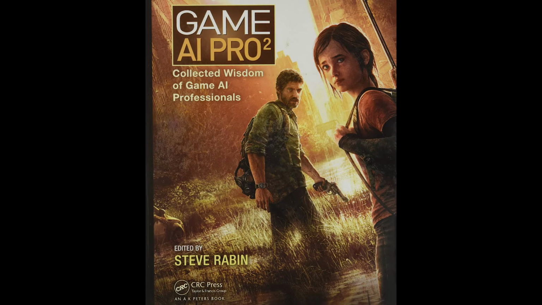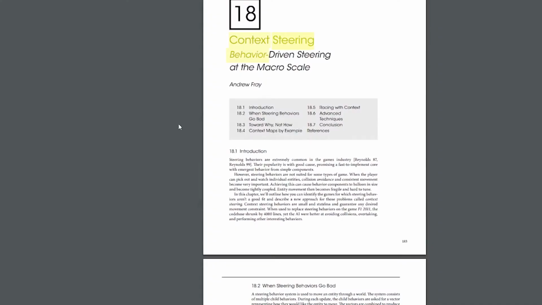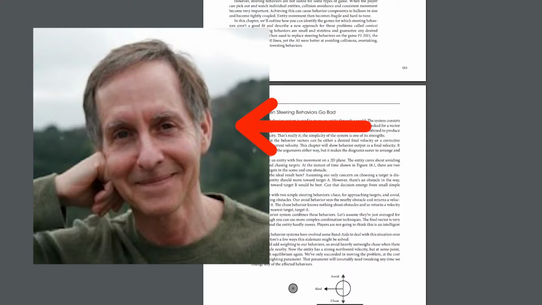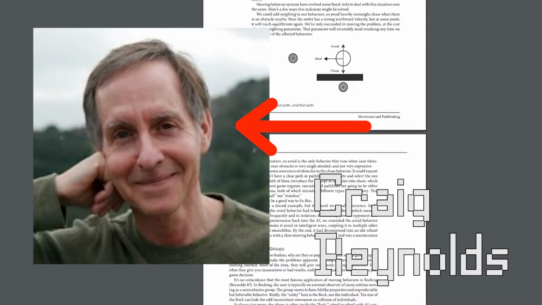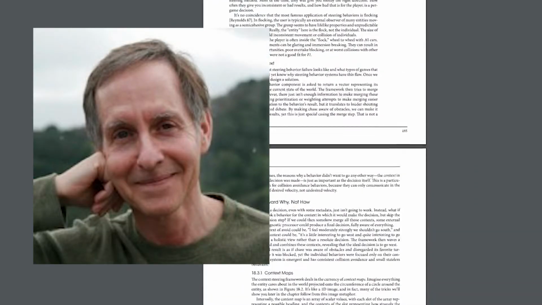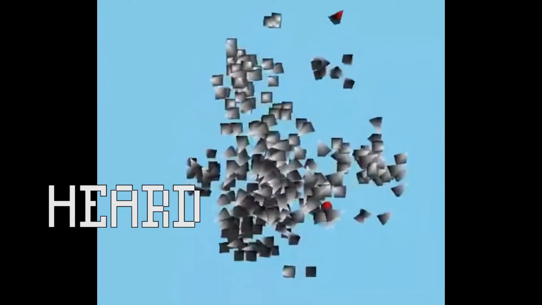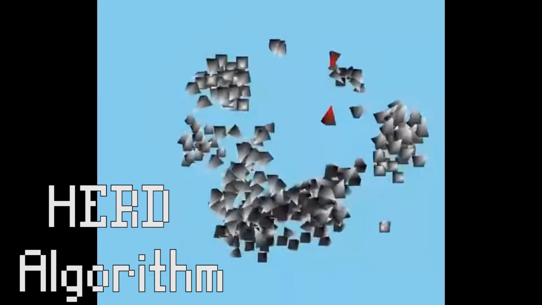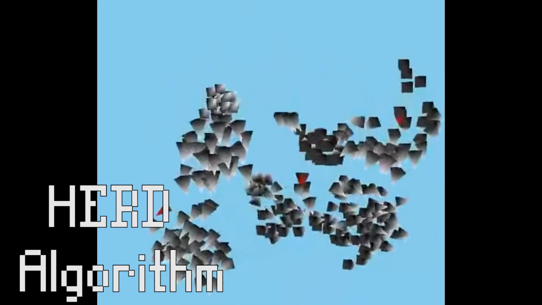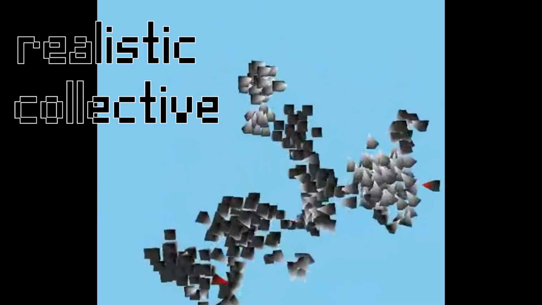The chapter went over context steering behaviors, a concept that was brought forward by this man. Craig Reynolds bestowed onto the world methods of creating artificial life and is best known for creating the herd algorithm. No, not that herd. The herd algorithm is a technique for giving a group of objects realistic collective behavior.